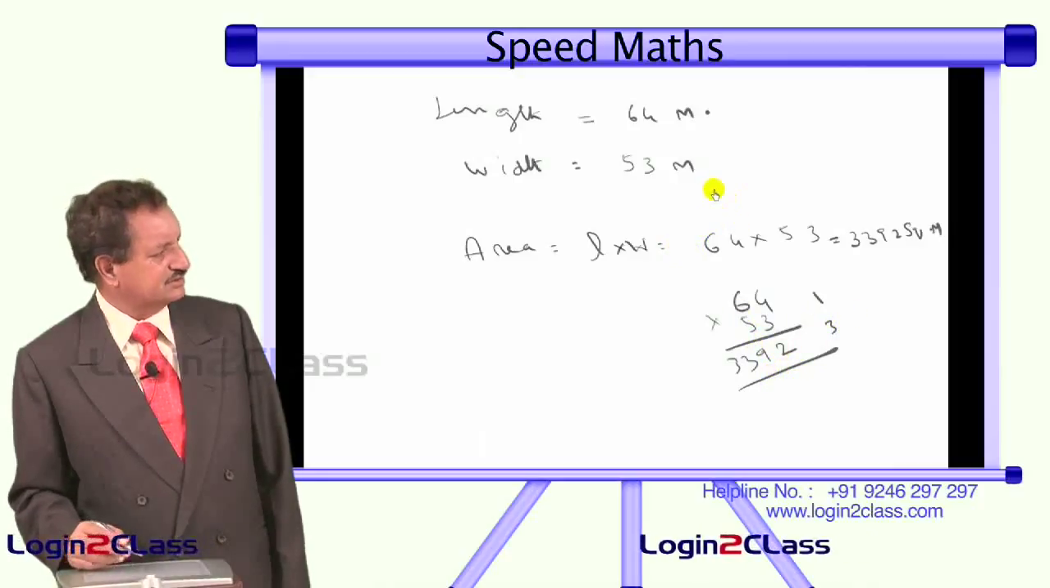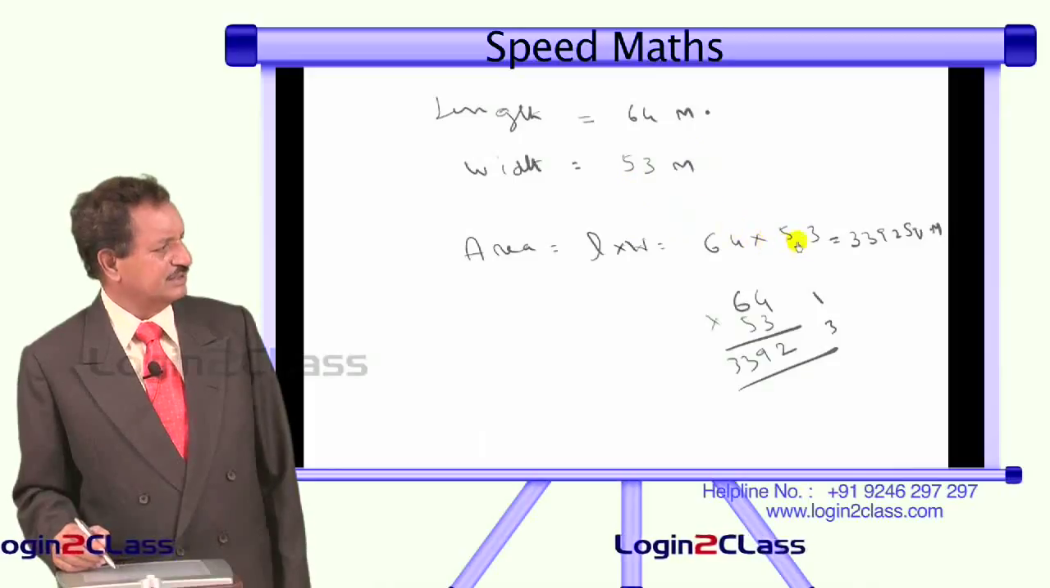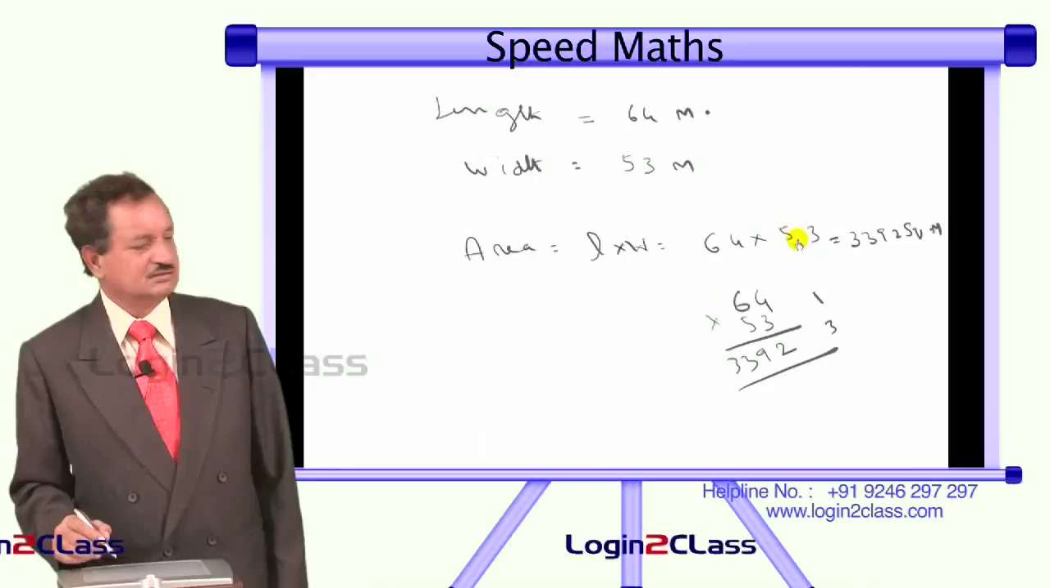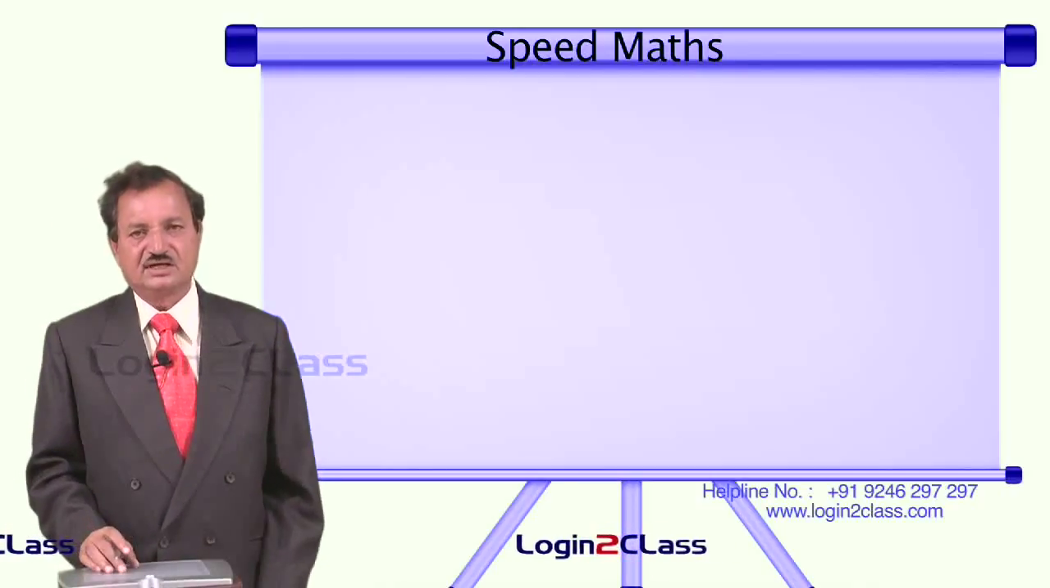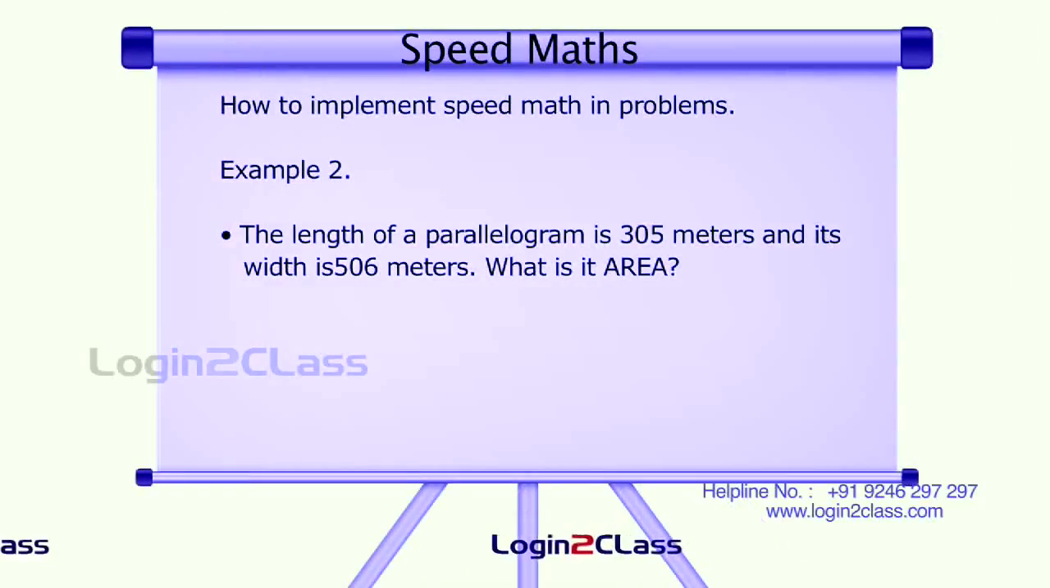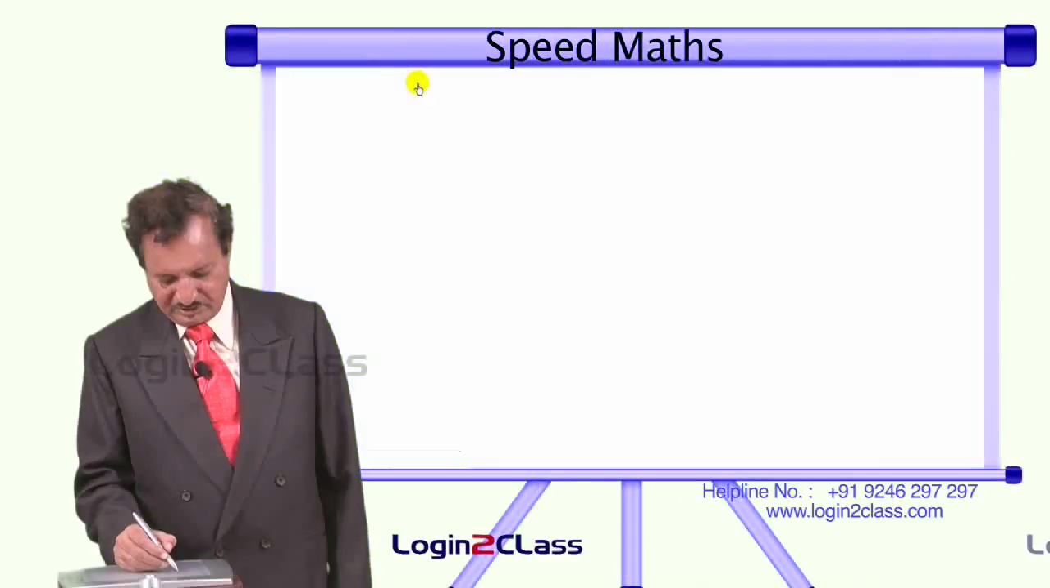Like that. See, in any problem, if there is a multiplication like this, you have to use speed math like this and do it accurately and speedily. Now, let us go to another example. The length and breadth of a parallelogram is 305 and 506 respectively. What is its area? So, what we have to do?